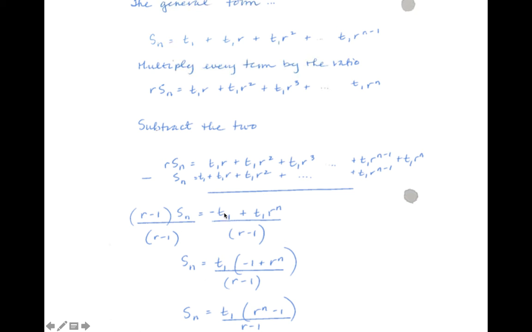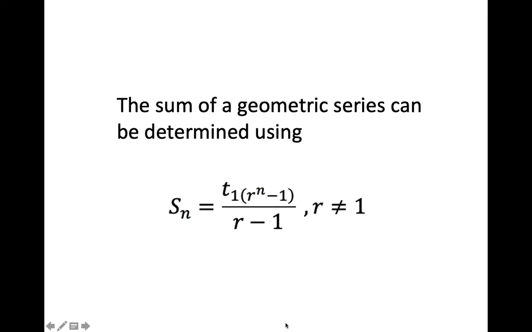And so if I take a look at what I have here, I'm going to factor out the t1. You can see that. And I'm left with minus 1 plus r to the n. And that, other than just flipping those spots, is the formula for finding the sum of the nth term. So the sum of an n number of terms is the first term times the ratio to the power of that same n, minus the number 1, and on the bottom, r minus 1.